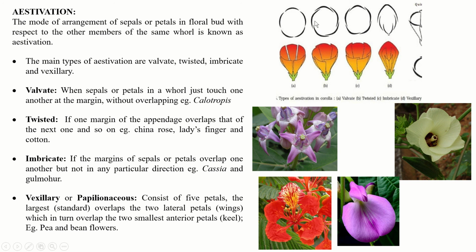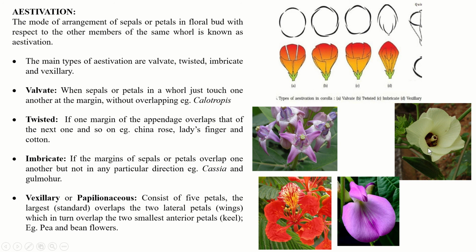So you can see one end is inside, one end is outside. In the corolla, you can see here, one end is inside and the other end is outside. One inside, one outside. So such a pattern is called twisted estivation.